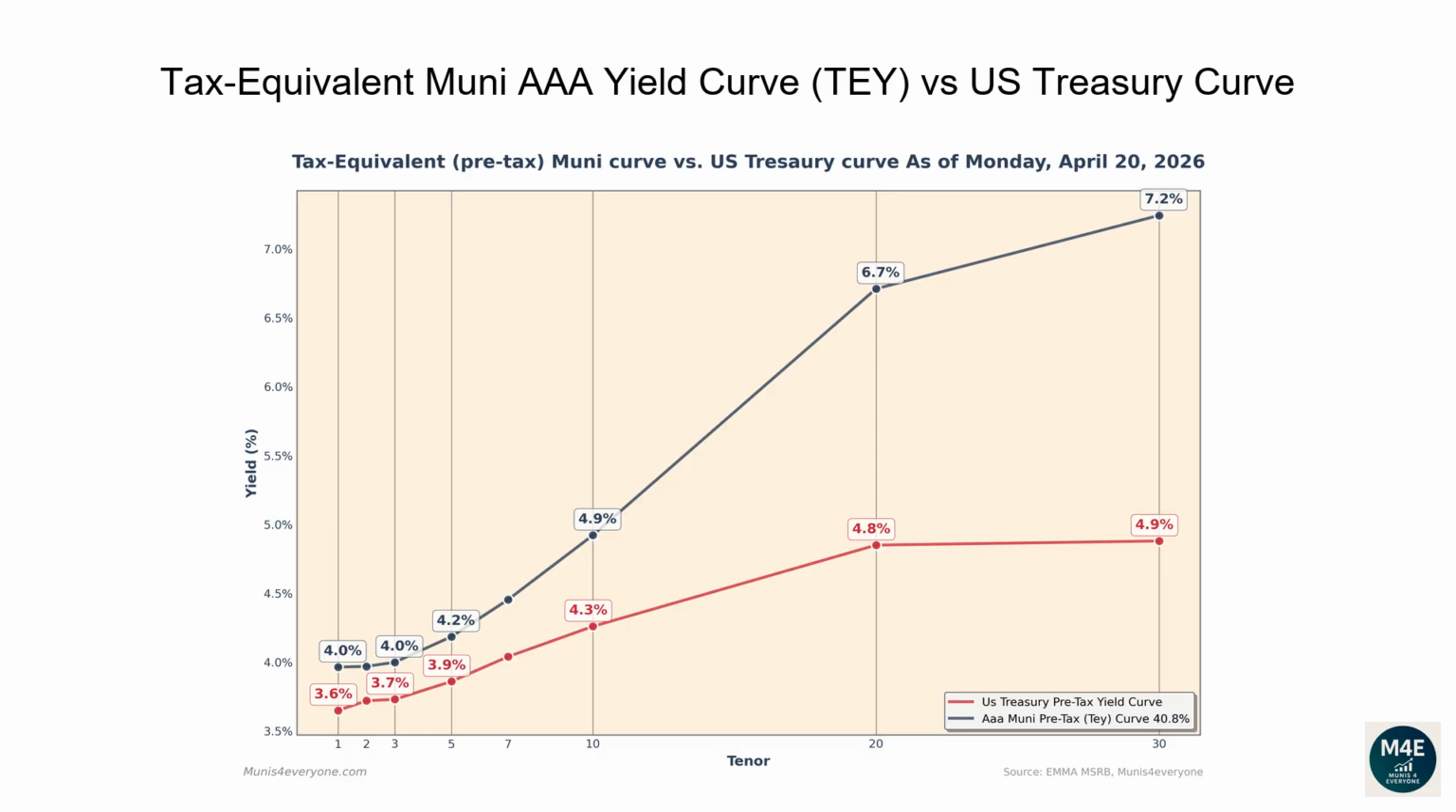Observing the current graph, we can see that currently all the Muni tax-equivalent yields, based off a 40.8% tax rate, are above Treasury yields. When this scenario happens, it may be less convenient for investors to buy US Treasury bonds. For example, if you wanted to buy a 30-year bond, a AAA Muni bond would yield 7.2% compared to a lower yield of 4.9% from a Treasury bond.